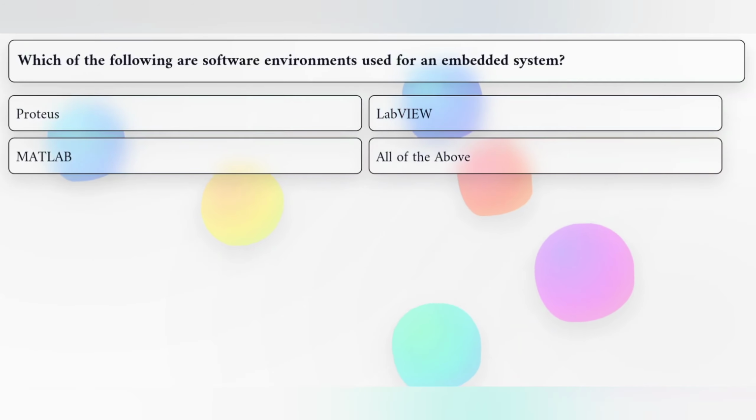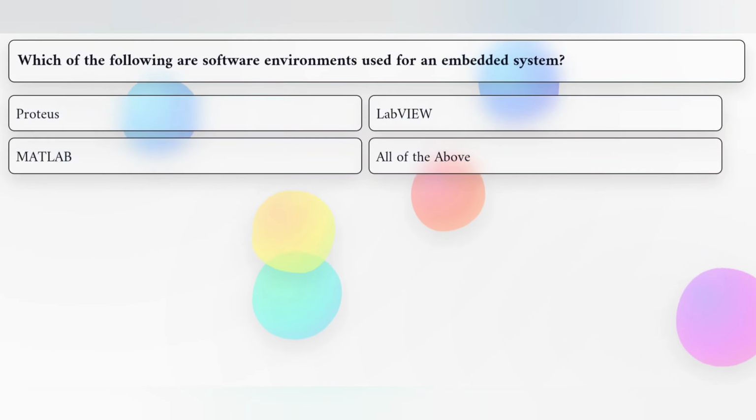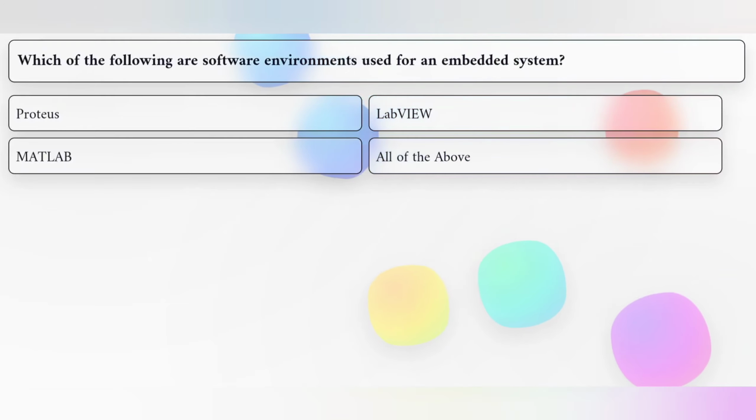Which of the following are software environments used for an embedded system? Proteus, LabVIEW, MATLAB, all of the above.